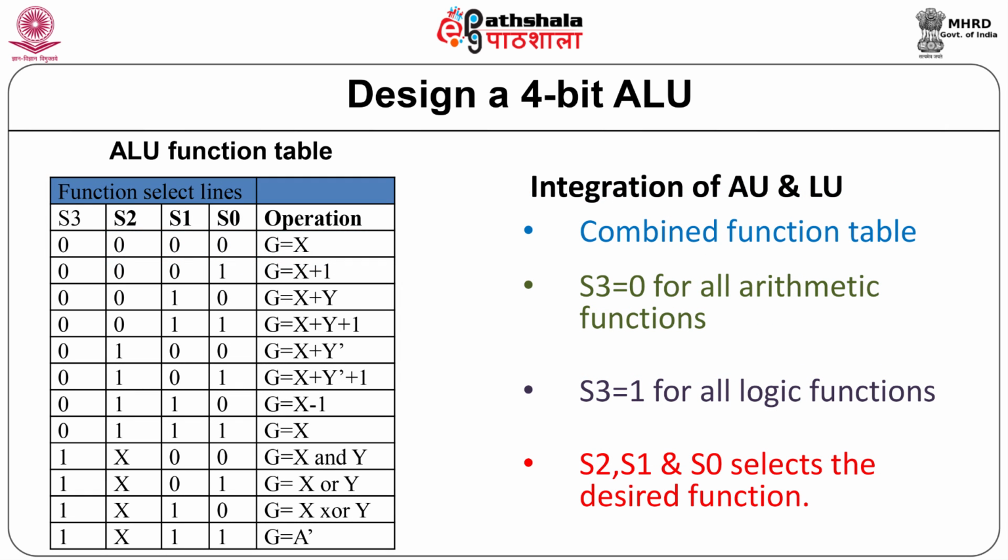Last step is to integrate the function table of both arithmetic unit and logic unit. The combined function table of both arithmetic and logic function units together is shown here. Let us incorporate the select line S3, which is equal to 0 for all arithmetic functions and logic functions when S3 is equal to 1. There are already 3 variables in the arithmetic function table. Here S2, S1 and S0 selects the desired function.